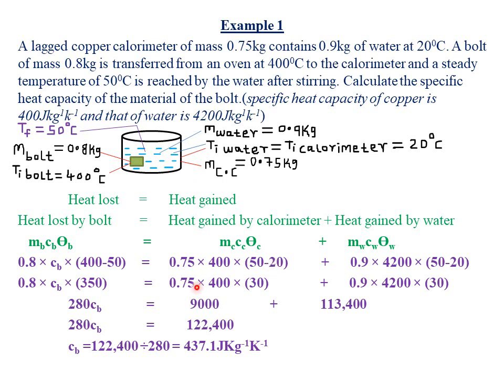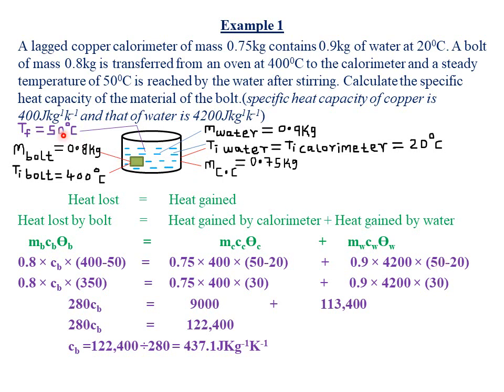So this will give us the heat gained by the water. We simply take the mass of the water, which we were given as 0.9 kg, multiplied by the specific heat capacity for the water, which is always 4,200 joules per kilogram per Kelvin, multiplied by the change in temperature for the water. Remember, the change in temperature for the water is the same as that of the copper calorimeter because they were at the same initial temperature, and of course the final temperature is for the whole mixture.